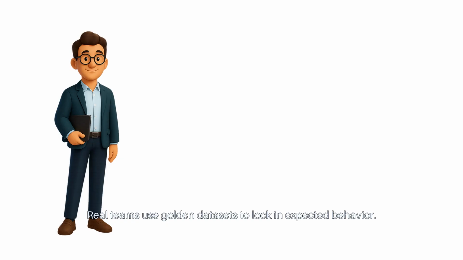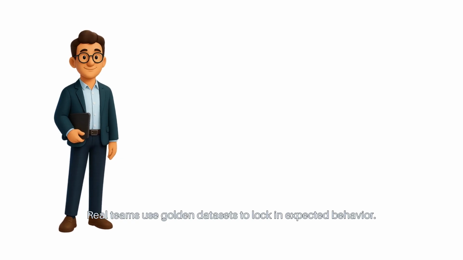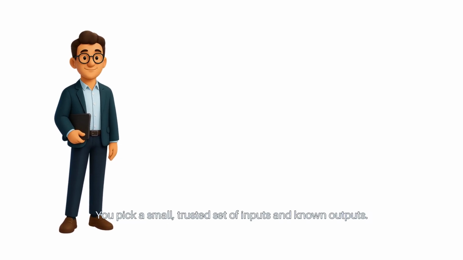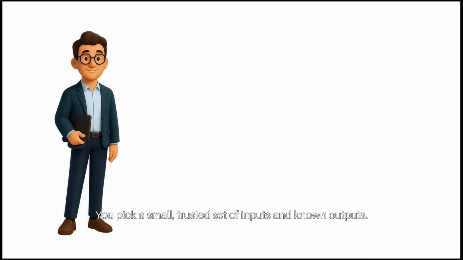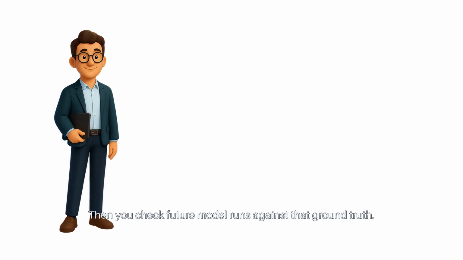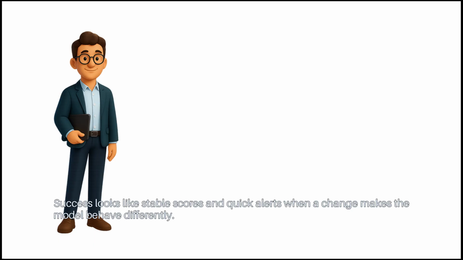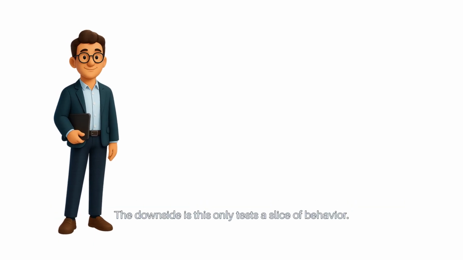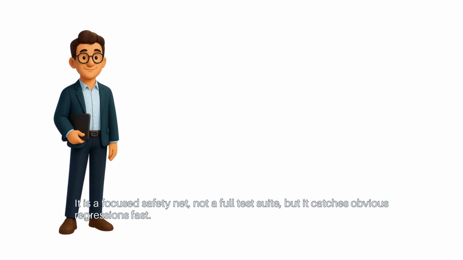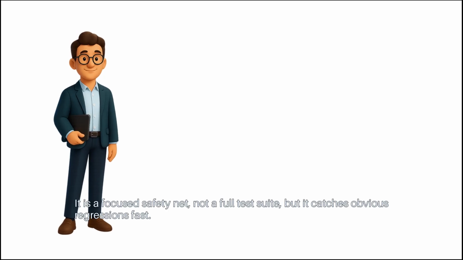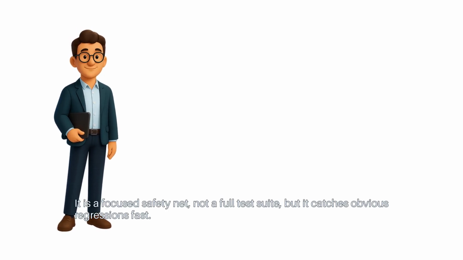Real teams use golden datasets to lock in expected behavior. You pick a small, trusted set of inputs and known outputs. Then you check future model runs against that ground truth. Success looks like stable scores and quick alerts when a change makes the model behave differently. The downside is this only tests a slice of behavior. It is a focused safety net, not a full test suite, but it catches obvious regressions fast.